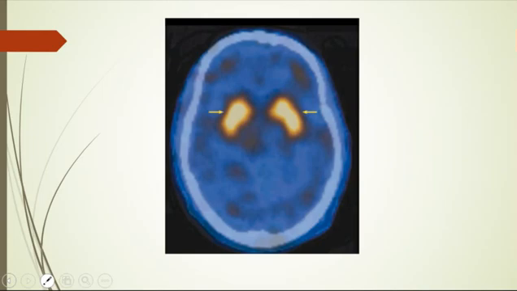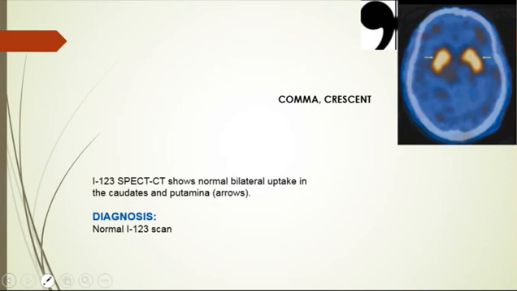Showing what's the pathology. What do you think is going on here? Last time we saw no uptake in the caudate head, and it was indicating what? Huntington, right? Yes. So now what's going on? This is what's called coma or crescent appearance, and it is a normal iodine 123 scan. Okay? Normal bilateral uptake in the caudate and the putamen. Last time we didn't see uptake in the caudate, if you remember.